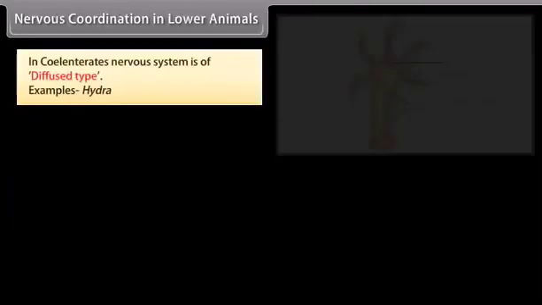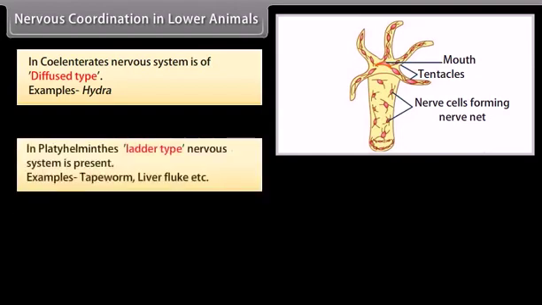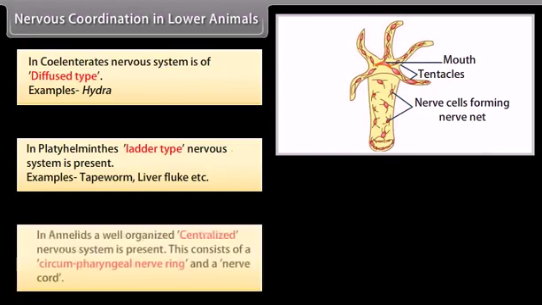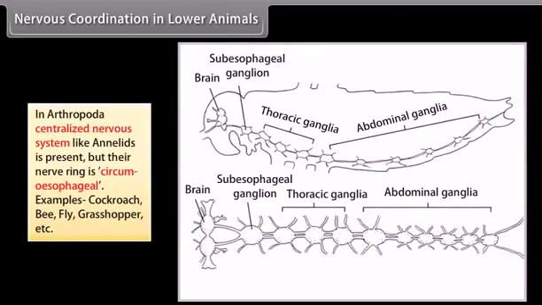Nervous coordination in lower animals. In coelenterates, the nervous system is of diffused type. Example: hydra. In platyhelminthes, a ladder-type nervous system is present. Examples: tapeworm, liver fluke, etc. In annelids, a well-organized centralized nervous system is present. This consists of a circumpharyngeal nerve ring and a nerve cord. In arthropoda, a centralized nervous system like annelids is present, but their nerve ring is circumesophageal.